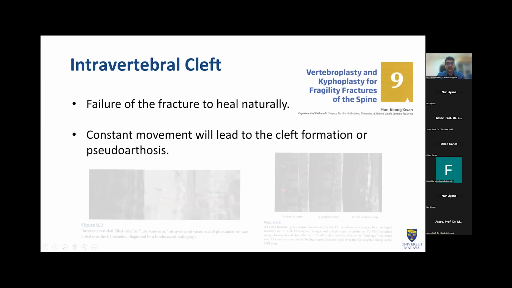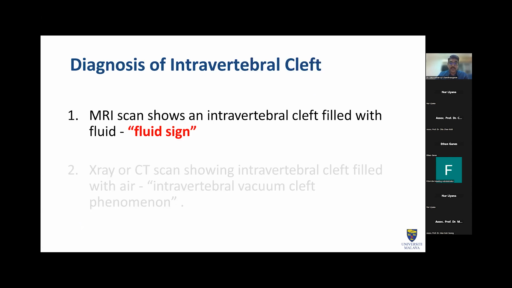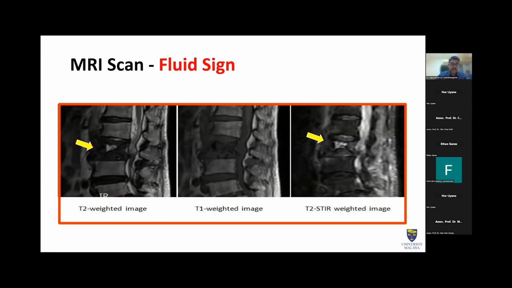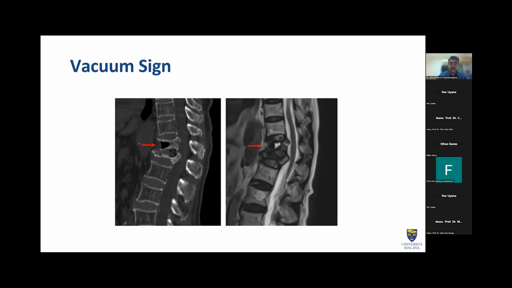How do we diagnose an intravertebral cleft? An MRI scan shows an intravertebral cleft filled with fluid. It's known as the fluid sign, whereby we can see in the T2 weighted image an increase in signal. An X-ray or CT scan showing an intravertebral cleft filled with air indicates the intravertebral vacuum cleft phenomenon. A vacuum sign can be seen in the X-rays as pointed out by the green arrows, or can be assessed based on CT scans.